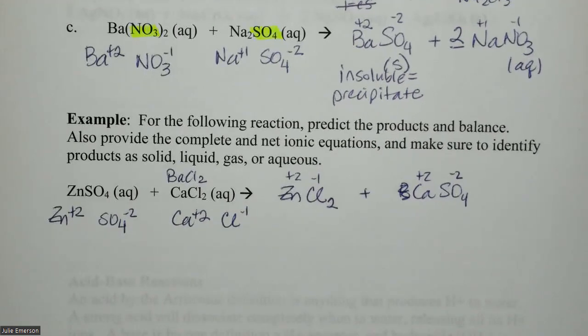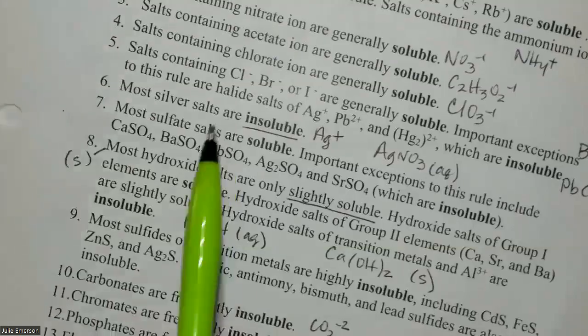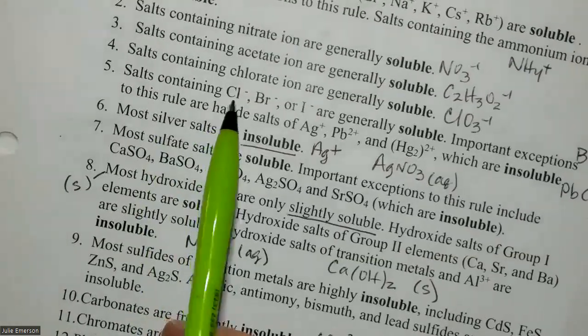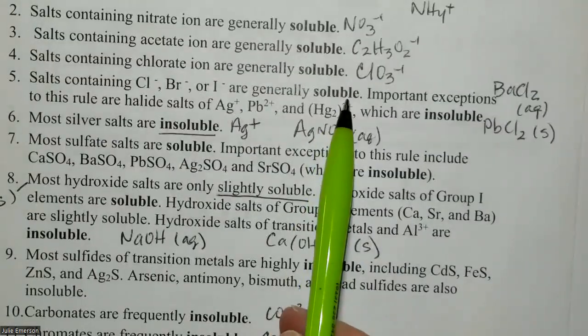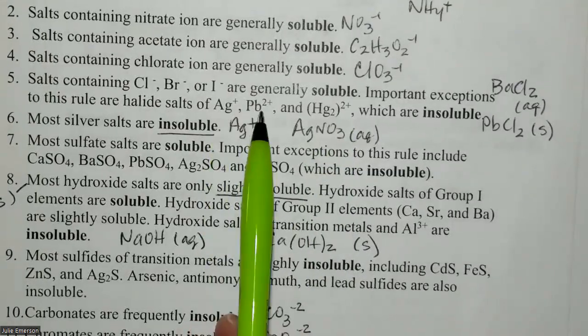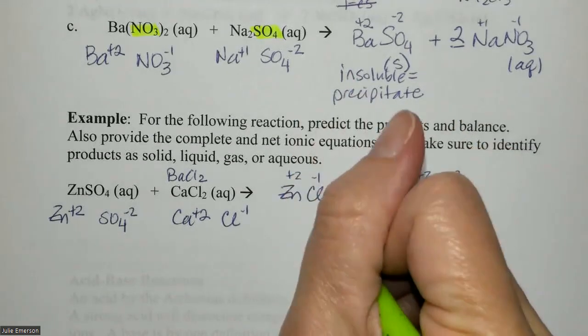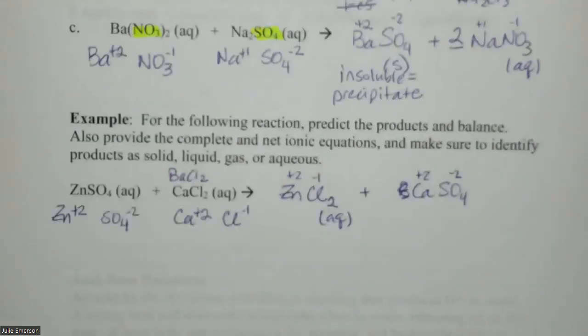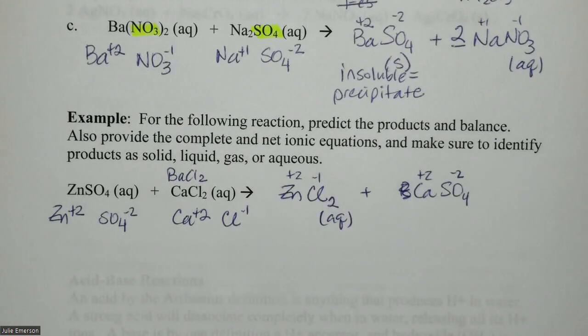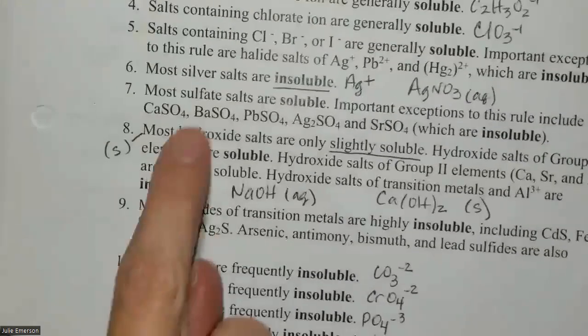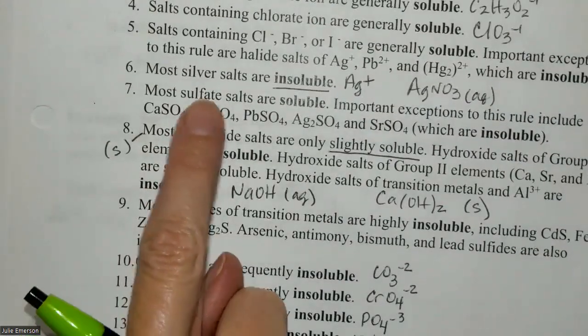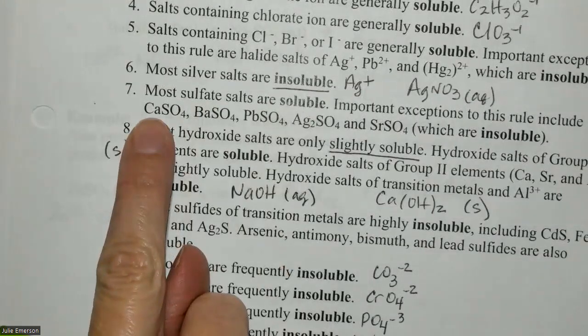Then if I go to my solubility rules, okay, chloride, it says here, chloride typically soluble except for silver or lead. Well, I don't have silver or lead. I have zinc, and so that means it should be soluble. The calcium sulfate, that was the same rule as the barium sulfate. Sulfates are typically soluble. Calcium, though, is an exception.